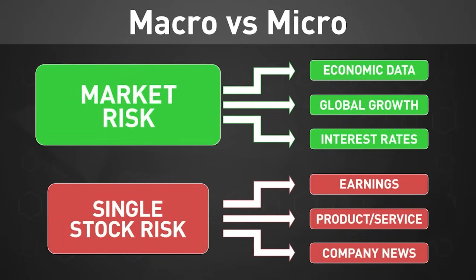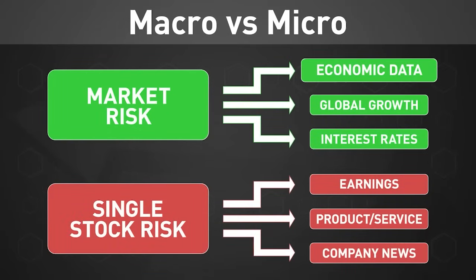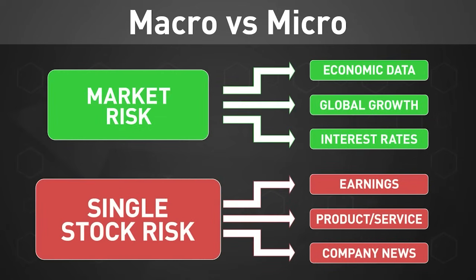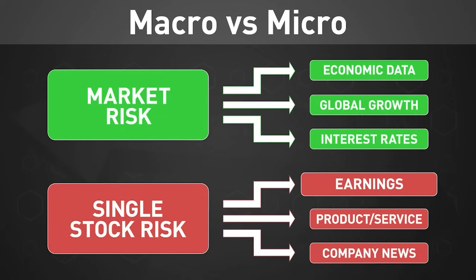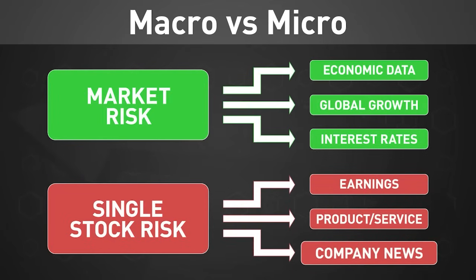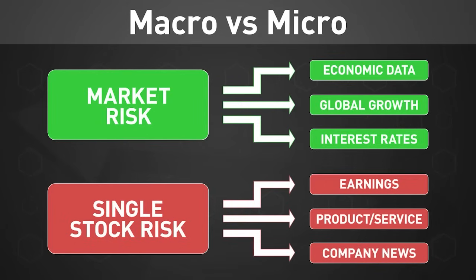Starting with market risk, some common examples would be economic data, global growth or lack thereof, or interest rates. Obviously, these numbers can have varying impacts and hit some indexes more significantly than others. But the idea is still that these risks are spread over the different stocks that make up the index. Single stock risk is a little bit different, with some common examples being an earnings report, a product or service success or failure, or really any major company news. These are only going to impact one or a small group of stocks significantly, while any stocks that are not directly impacted or related to these events are just going to go on business as usual.